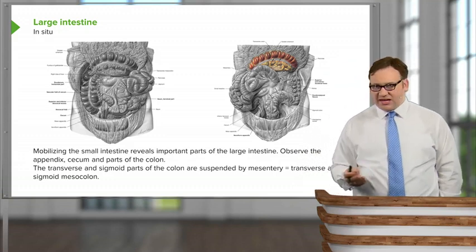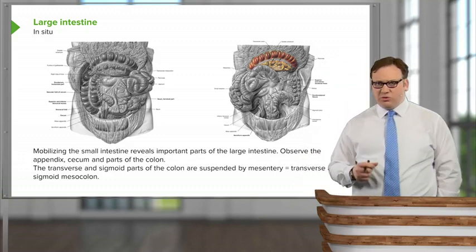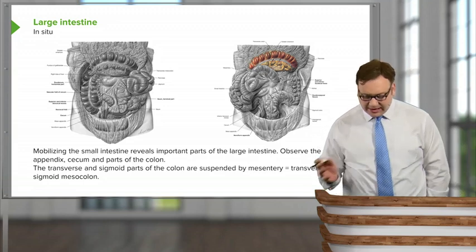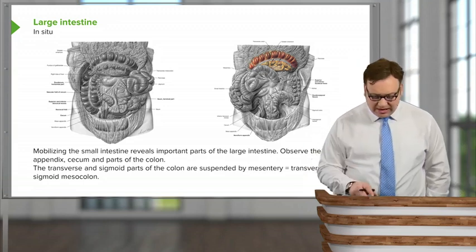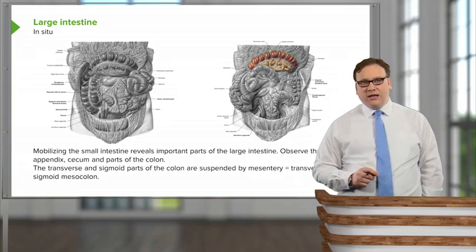The appendix attached to the cecum also has a small mesentery, the mesoappendix. But like I said, I'll explore these mesenteries in a later lecture.